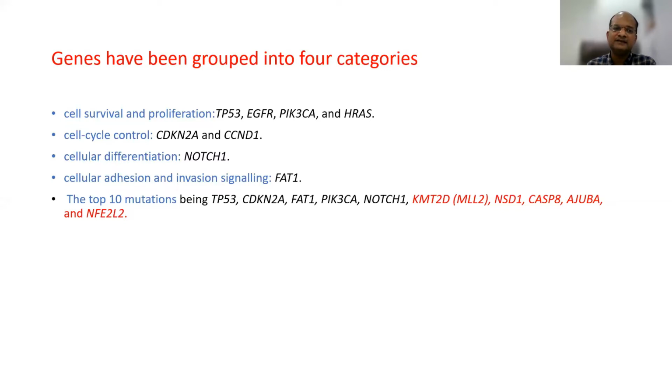Then cellular adhesion and invasive signaling. If there is a deficiency in cellular adhesion, there is a high chance of it being a more infiltrative tumor with more spread. One such gene is FAT1. Apart from these genes, there are other genes like NSD1 and AJUBA also involved in carcinogenesis of head and neck squamous cell carcinoma.